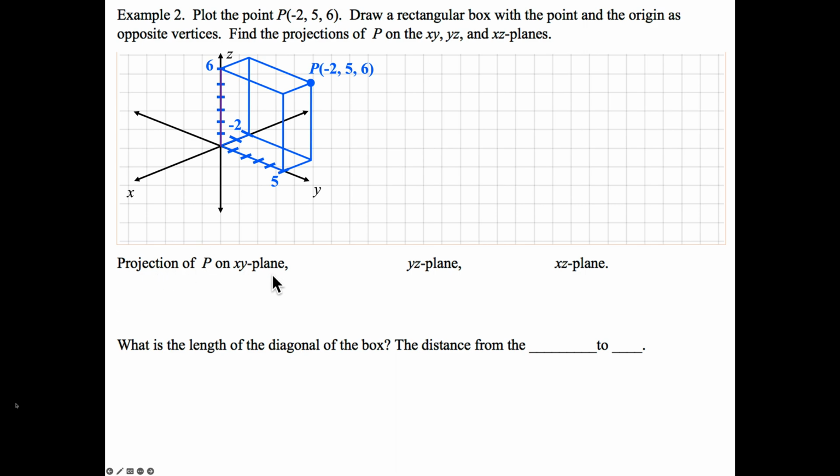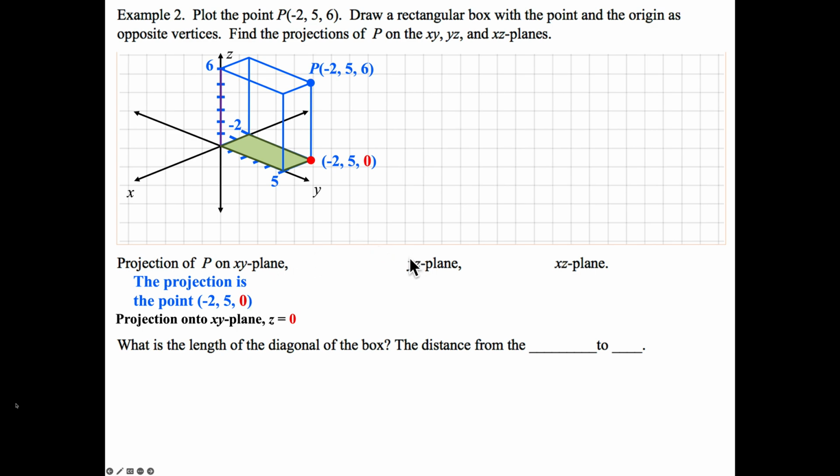So the projection of point P on the XY plane is the bottom of the box. That's in my XY plane. So again, think of this point as casting a shadow down onto the XY plane. That means your Z coordinate becomes 0. So the projection of my point is located at (-2, 5, 0). So a pattern that falls into place here is, for a projection of a point onto the XY plane, notice the Z variable is missing. Then that coordinate of that point P becomes a 0.